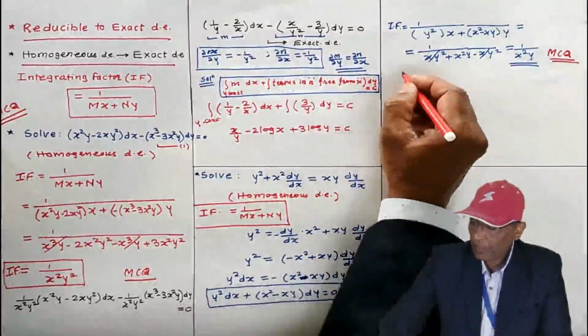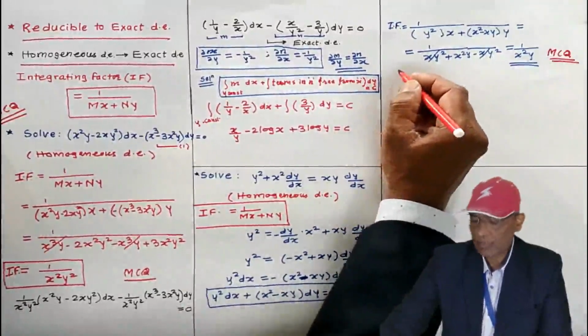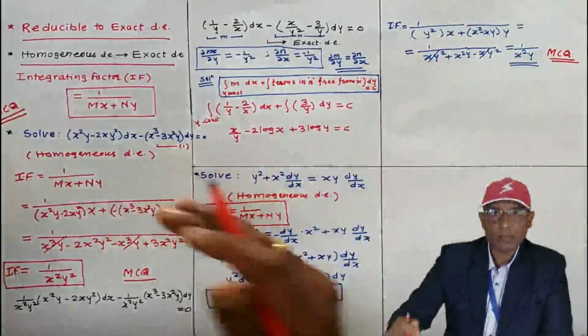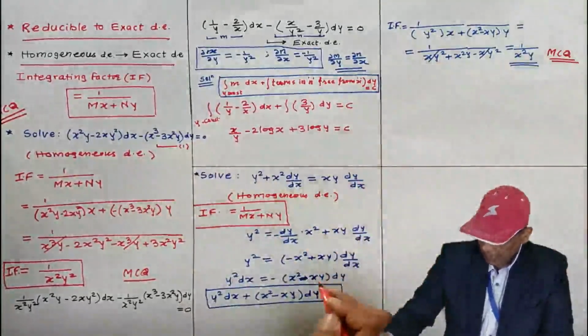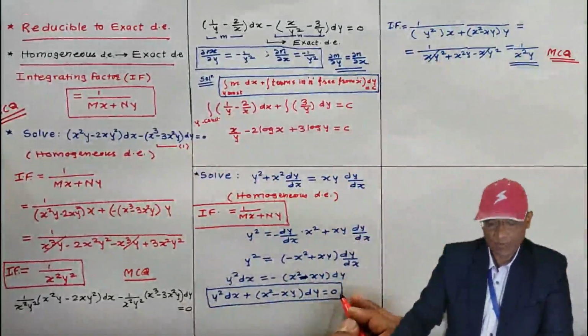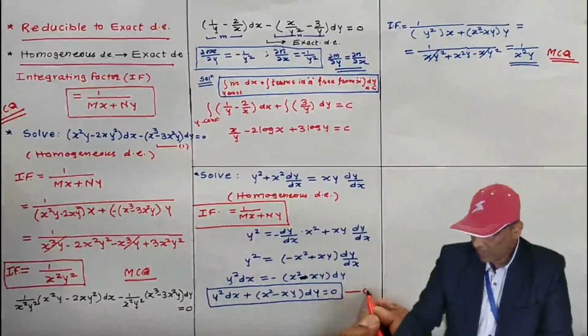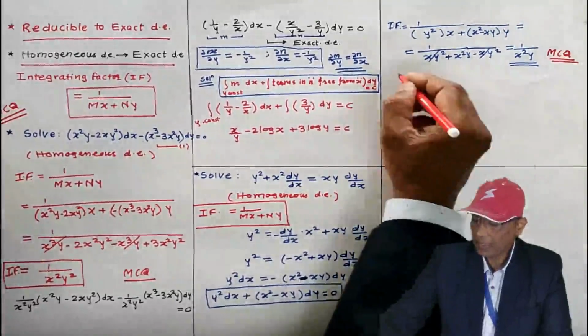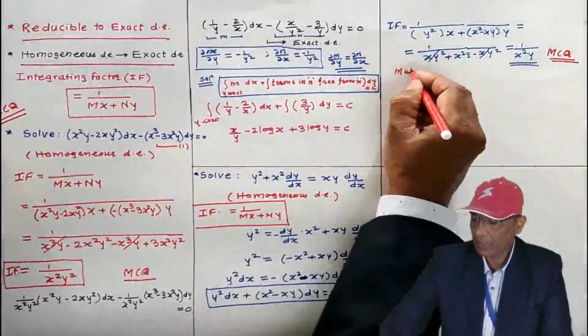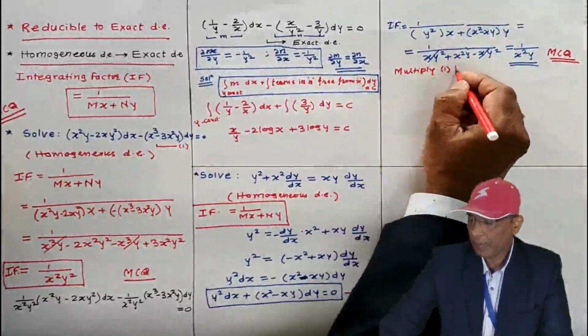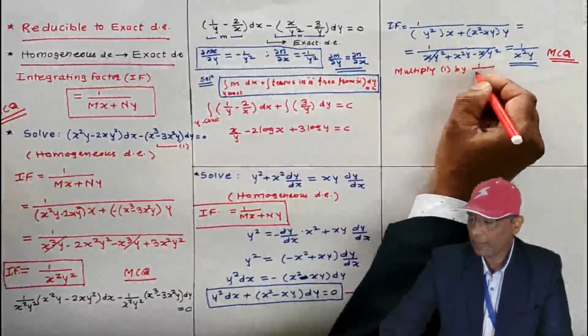Now, I want the solution of an exact differential equation. Once you get the integrating factor, now I am going for the solution. So multiply this differential equation, which is in the standard form. What am I writing here? Multiply equation 1 by the integrating factor.